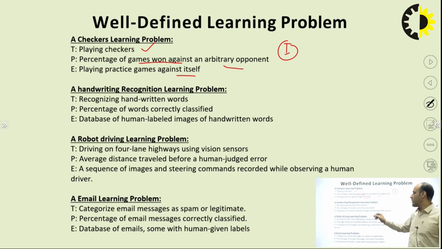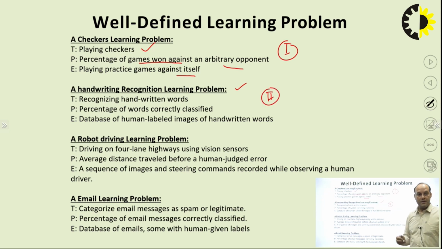The second example: for example, I am going to design a program for a handwriting recognition learning problem. What is the task? The task is recognizing handwritten words. And what is the performance measure? The performance measure is how many words are correctly classified by the machine, the percentage of words. And what is the experience here? The experience is a database of human-labeled images of handwritten words. Okay, this is the second example.